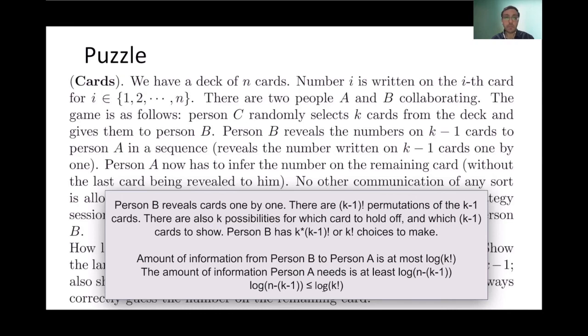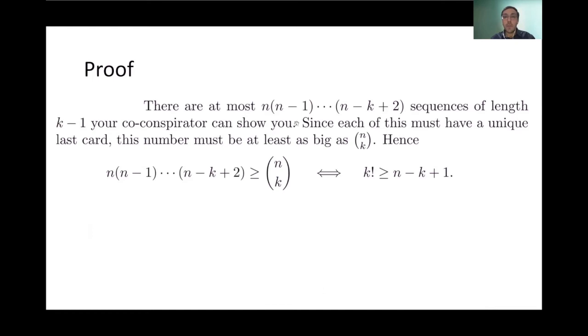So here is a formal argument. We first argue that K factorial has to be larger than n minus K plus one. We first show that this is necessary, and then in the next part, I will give you a strategy for person A and person B, for person A to be able to infer. But for now, at the beginning, I want to prove to you that this inequality is necessary. n cannot be more than K factorial plus K minus one.